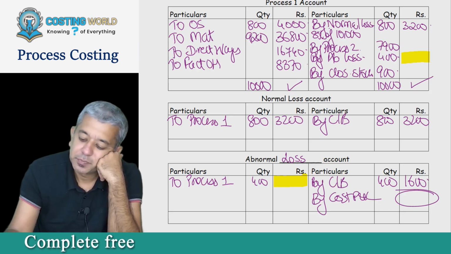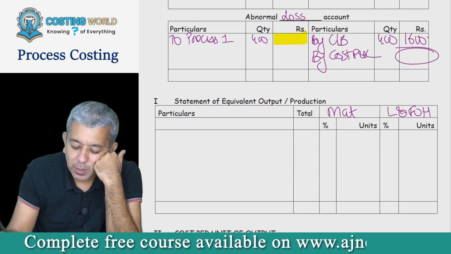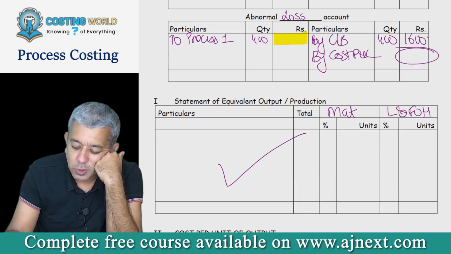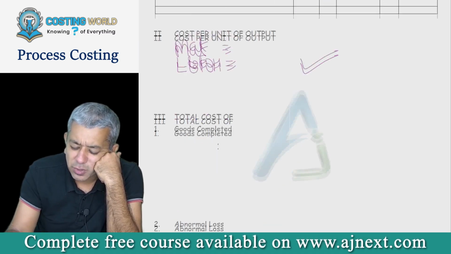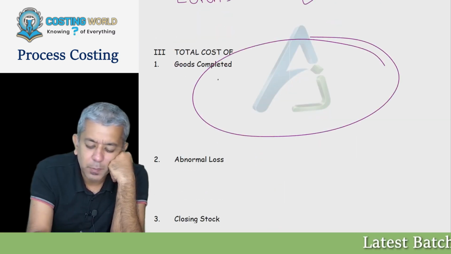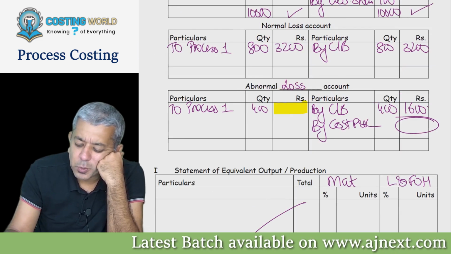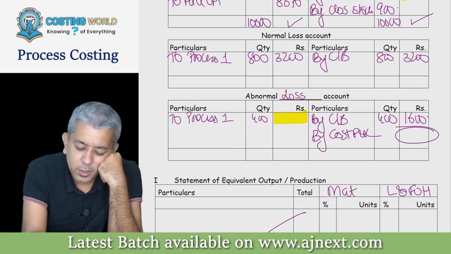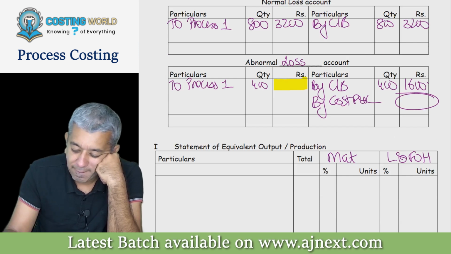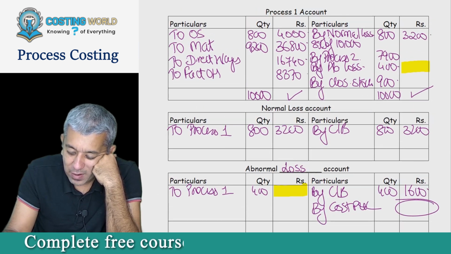Now listen. It's all about completing this. It's all about getting this. This is always very simple work actually. But help me to complete 2 sentences please. Normal loss is always valued at? Normal cost.